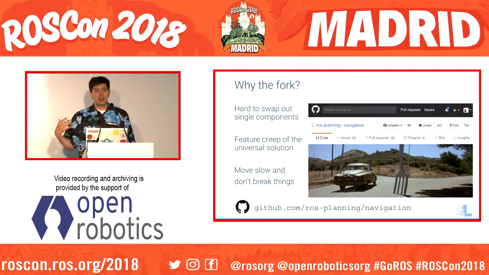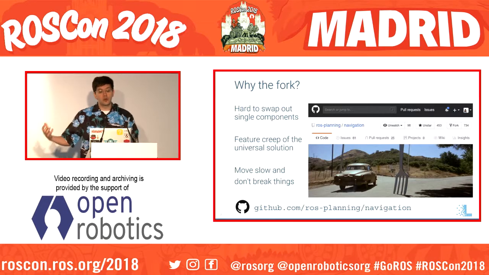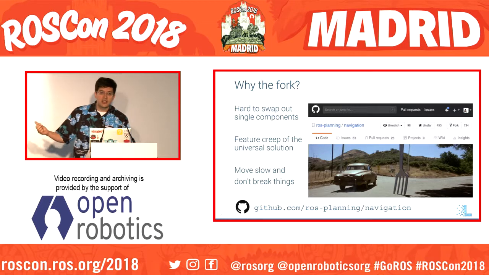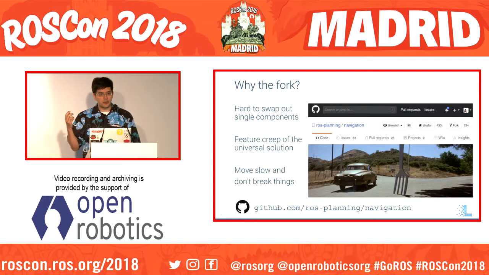So I maintain the current navigation stack, and so you might be asking, why the fork would you want to make a new version of this code? Well, in this slide you can see that the current number of navigation stack forks is 734. This is up a couple hundred from when I presented a version of this slide last year. It's actually up 3 since I made the screenshot.